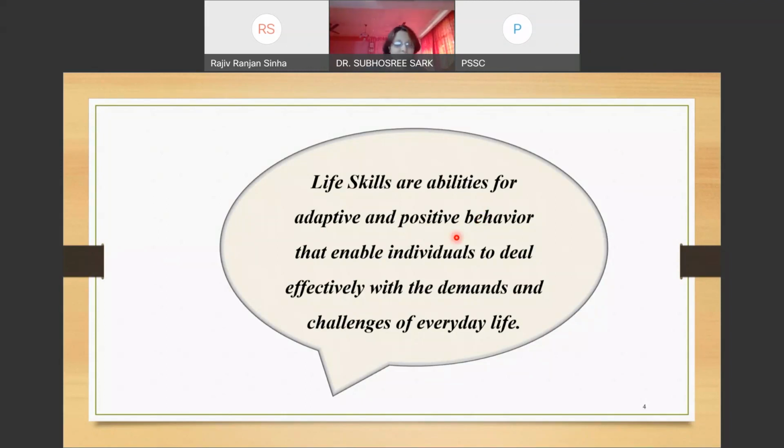So dear friends, which life skills do you think are important? Please write in the chat box. Which life skills do you think are important to be taught to the students? Please write in the chat box.